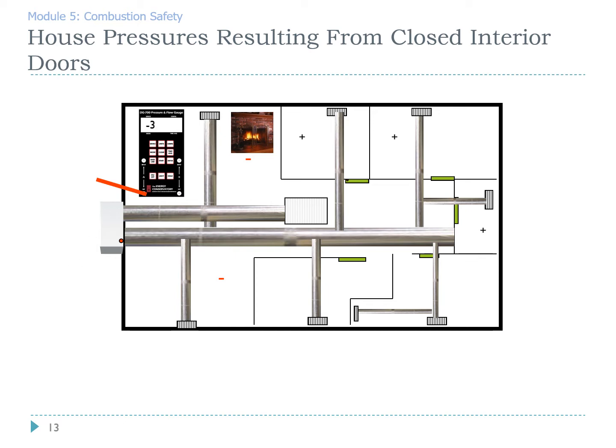As we close each door, the room's pressure will go up, and the main body of the house where the return and the fireplace is located will go down. This causes potential backdrafting problems, and as you can see, the more doors we close, the more negative that zone becomes, eventually maybe releasing smoke and carbon monoxide into the house.